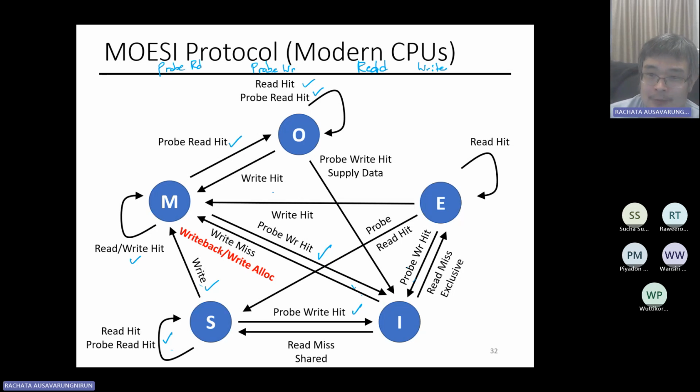you are going to transition to modify because now you have a dirty block and you are the only one with the data, no one else has it. If you are in the ownership state and someone else is hitting in the cache and you see that they are writing, you supply the data over.